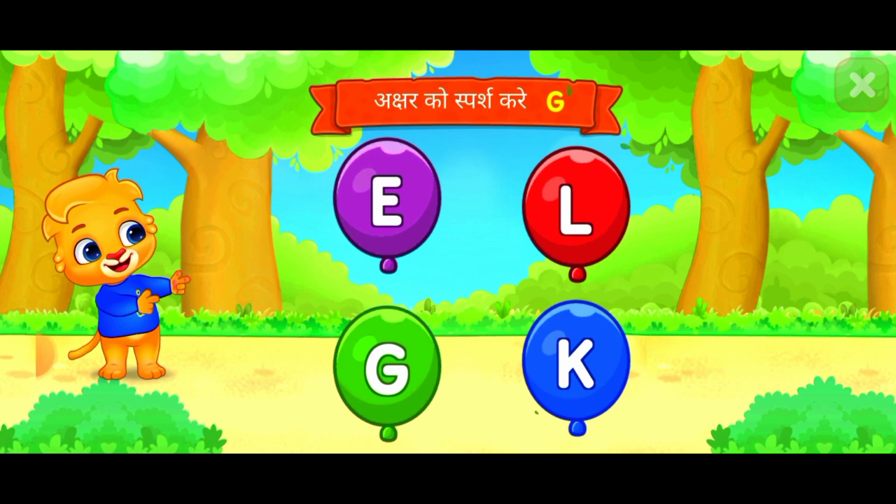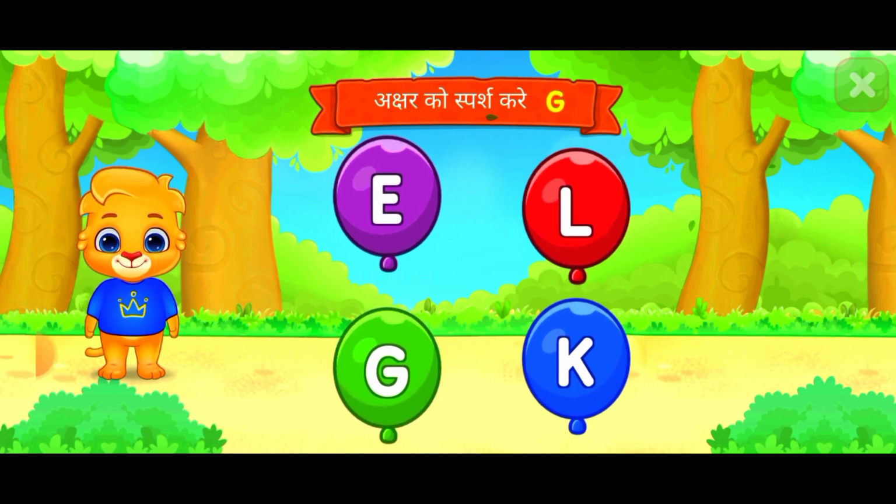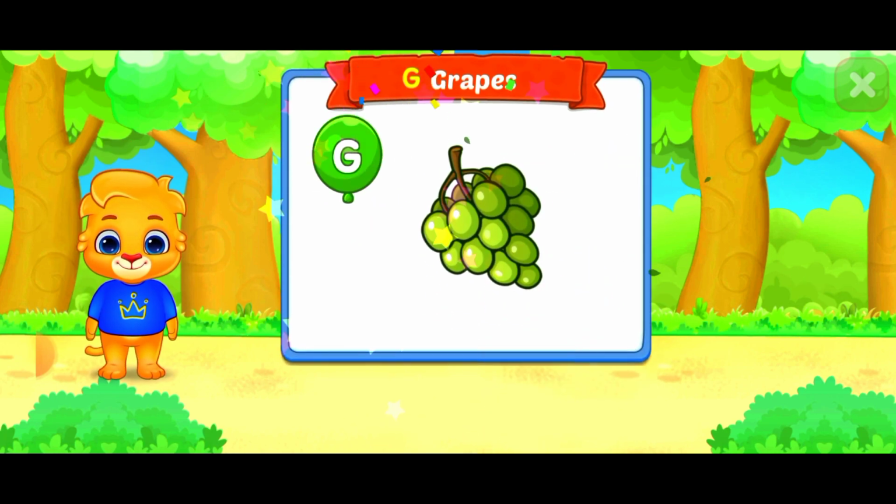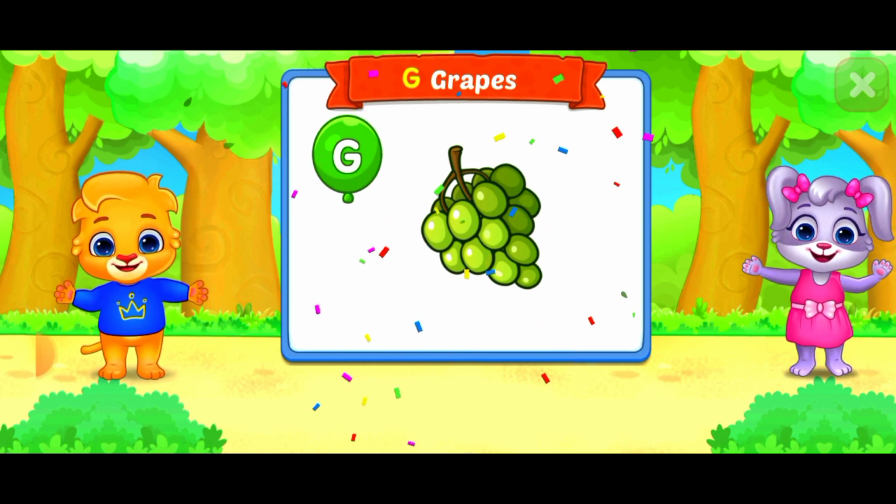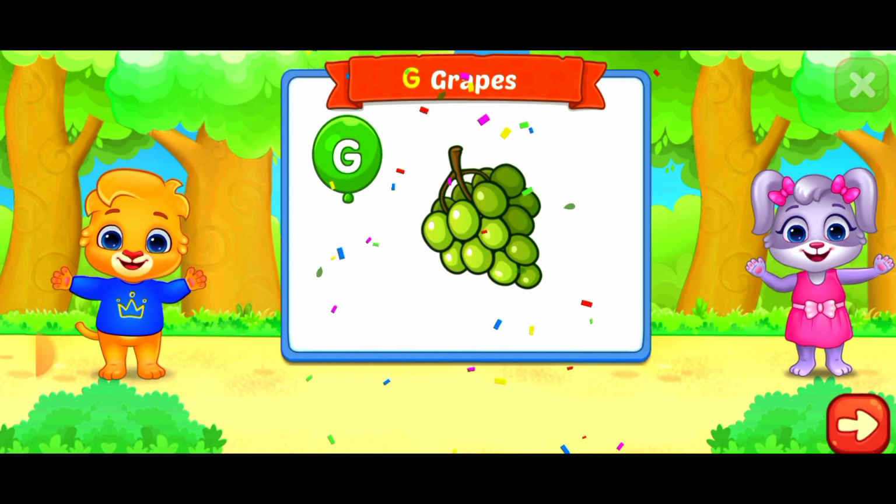अक्षर को स्पर्श करें। G. G is for grapes.